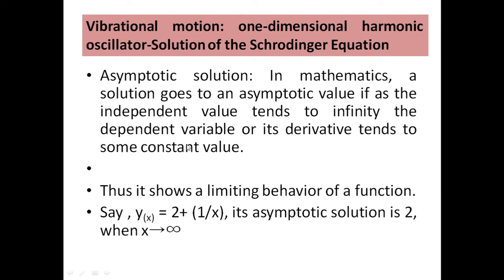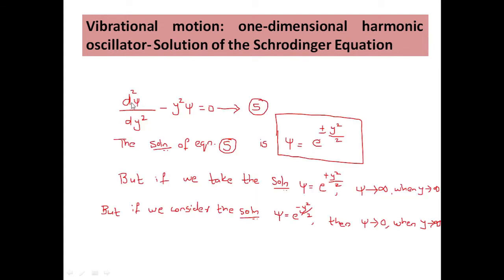Now we will see what an asymptotic solution is. In mathematics, an asymptotic solution is a solution where the variable tends to infinity. For example, if we have a function y of x is equal to 2 plus 1 by x, then its asymptotic solution is 2, because when x tends to infinity, this term vanishes and we get y of x is equal to 2. So now this is the equation where alpha by beta is very much smaller than y squared, that is equation number 5.